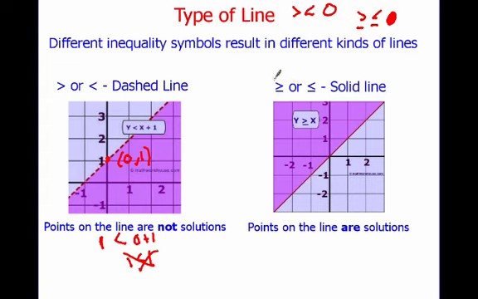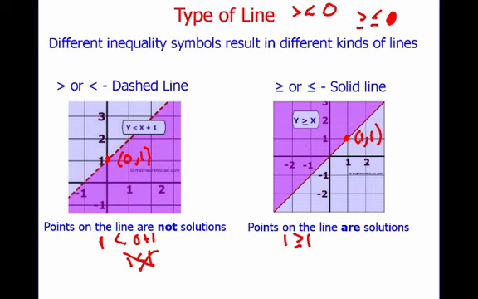However, if I have a greater than or equal to or less than or equal to, I have a solid line because the points on this line are solutions. For example, y is greater than or equal to x has this point right here, that's 1, 1. If I plug them in, 1, that's my y, is greater than or equal to 1, that's my x, well, this is true because 1 is equal to 1, so 1 is a solution. So that's the difference, okay? Greater than or less than will give me a dashed line. Greater than or equal to or less than or equal to will give me a solid line.